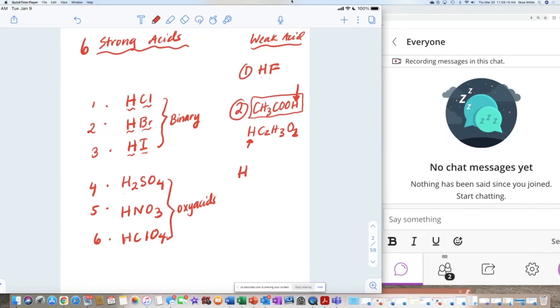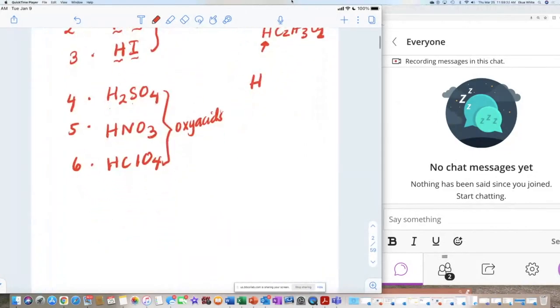Okay, while we're looking at this, I want to mention something real quick. Just because a compound has a hydrogen doesn't mean all the hydrogens can be lost. Okay, so I want to make sure I write this down.